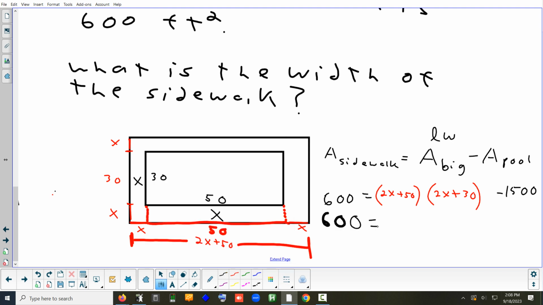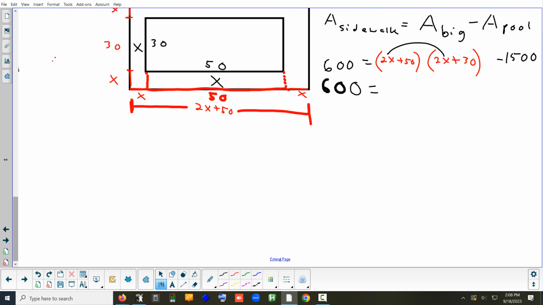So we got 600. Now, what's 2x times 2x? 4x squared. Yep. What's 2x times 30? 60x. Okay, I'm going to write that off to the side for a second. So 60x. And what's 50 times 2x? 100x. And that gives me how much? 160x.